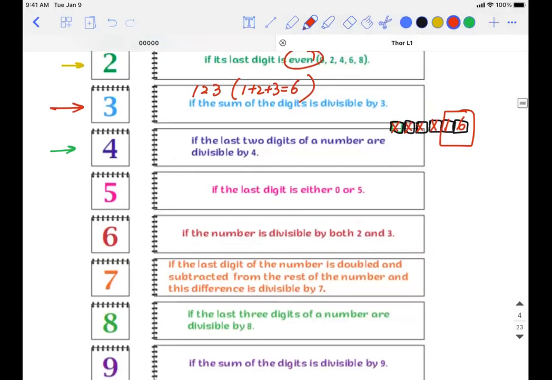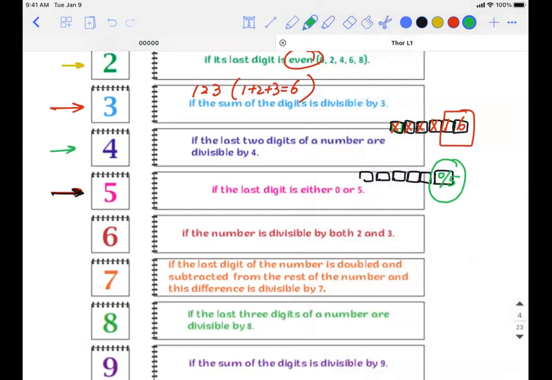What are the numbers that could be divisible by 5? That one is easy. For a number to be divisible by 5, you just have to check the last digit. Again, the first digits, I don't really care. 1,000 digits or 1 million digits, I don't really care. I just check the last digit. If the last digit is either 0 or 5, this number is guaranteed to be divisible by 5, right?